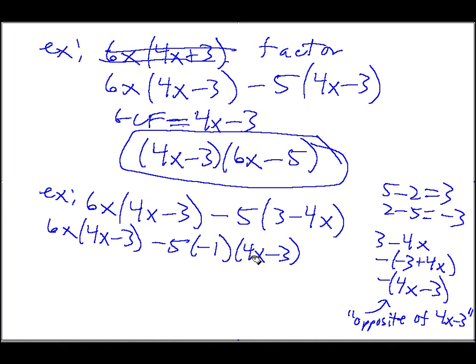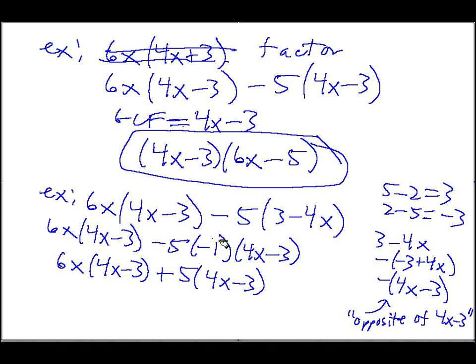If I take out a negative sign, or negative 1 in this case, then what happens to the minus 5? Well, look, minus 5, negative 5, and negative 1, that's positive 5, isn't it? So I get 6x times 4x minus 3 plus, right, positive 5 times 4x minus 3. So my point is, when we take out a minus sign here to switch the order around, then this sign will change out here from minus in this case to what? To plus. Can we see that?